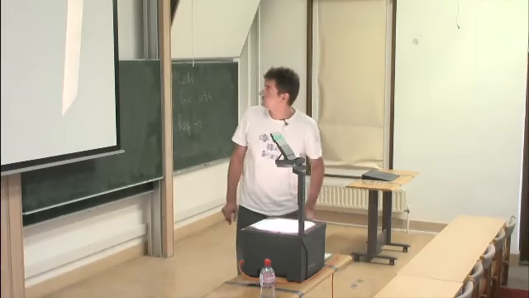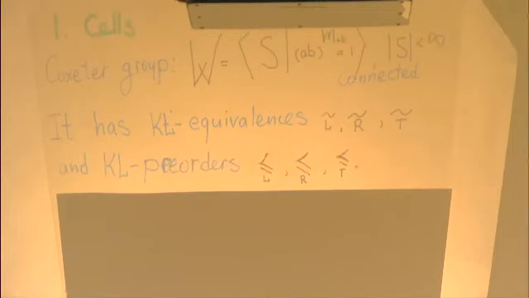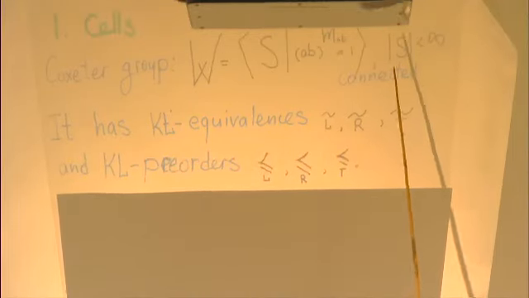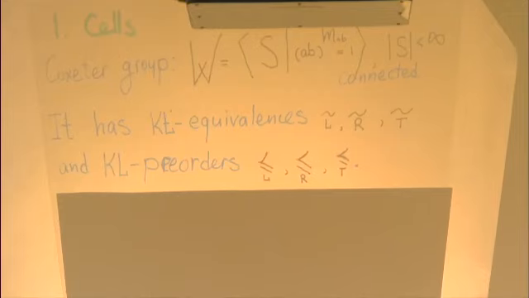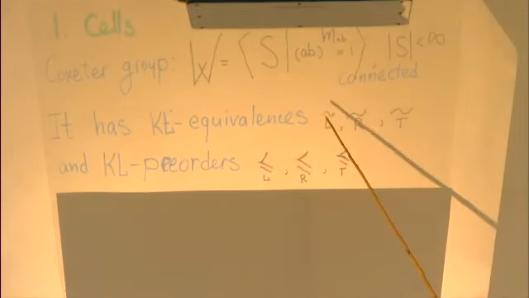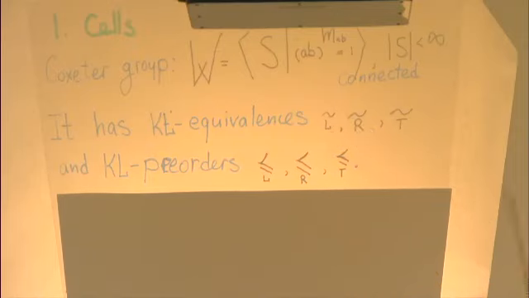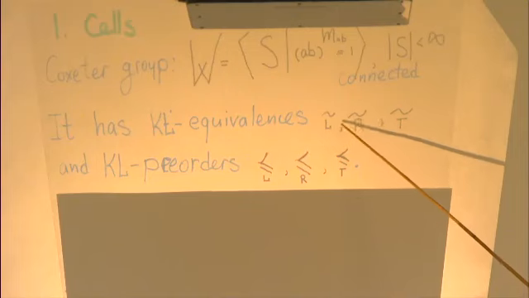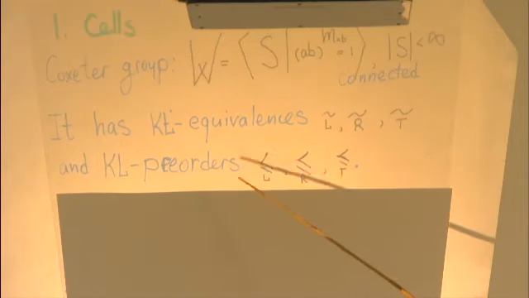Let's start with the bigger generality. We take a Coxeter group W, which has finitely many generators and which is connected, and it comes with various Kazhdan-Lusztig structures. There are Kazhdan-Lusztig equivalences left, right, and two-sided, and Kazhdan-Lusztig preorders left, right, and two-sided. Preorder means it's not quite an order. It means if you take a quotient by this equivalence, then it will be a proper order on the quotient set.